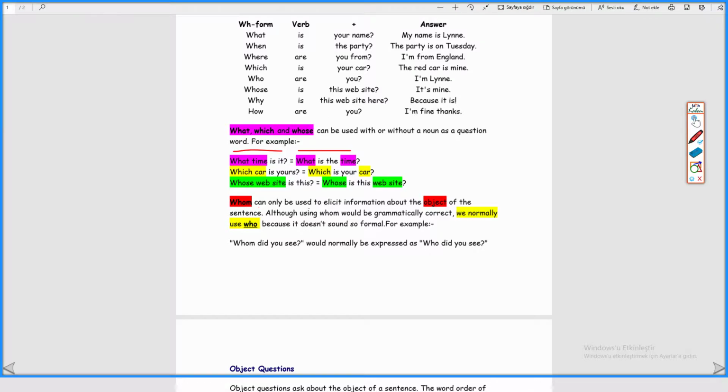Whom can only be used to elicit information about the object of the sentence, although using whom would be grammatically correct. We normally use who because it doesn't sound so formal. For example, whom did you see would normally be expressed as who did you see. Okay, and these are the same. Whom did you see? It means who did you see. Okay, I saw my parents, for example.